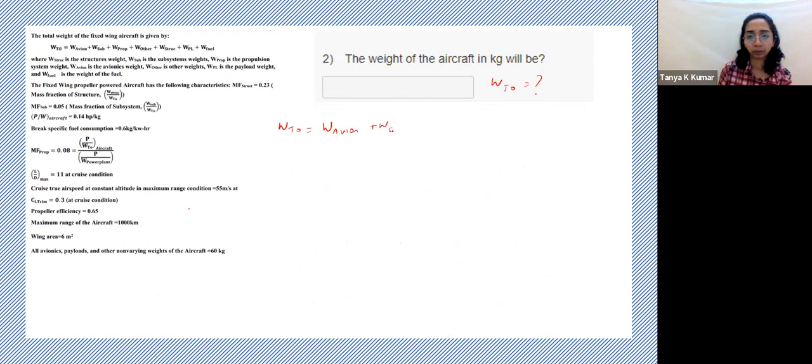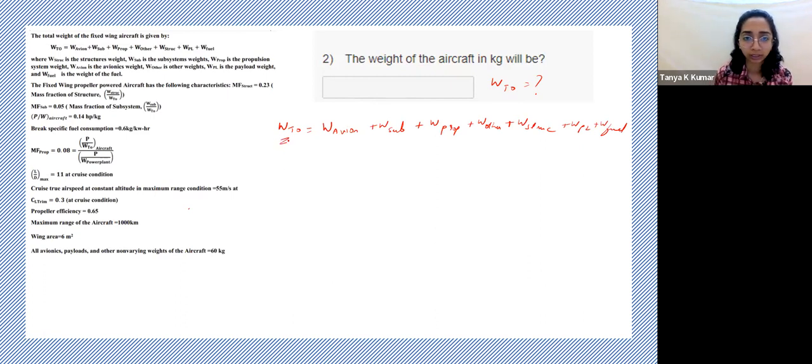Then you have W subsystem. Then you have W of the power plant. Okay. Then you have all other miscellaneous weights. Then W of structure. Then W of payload. And W of fuel. Now, what are the weights that are directly given to you in this equation?